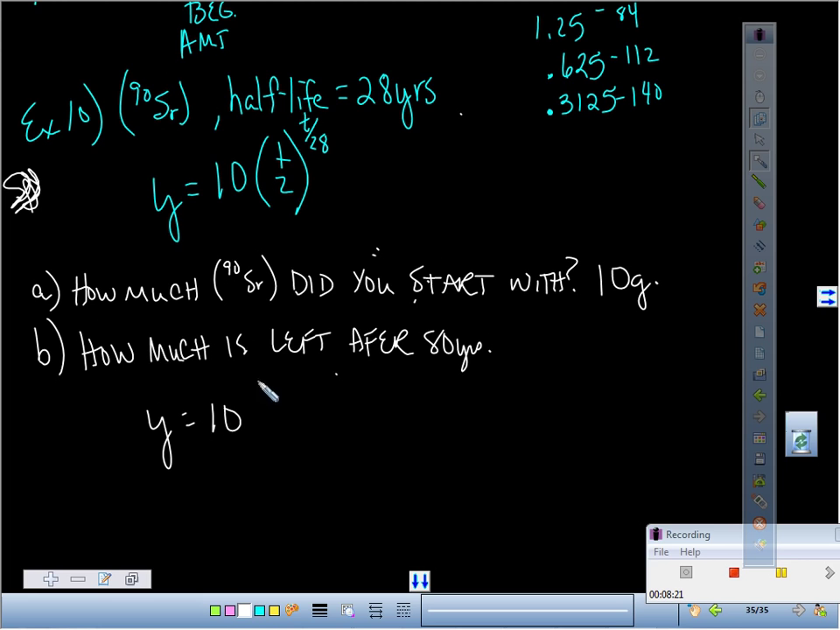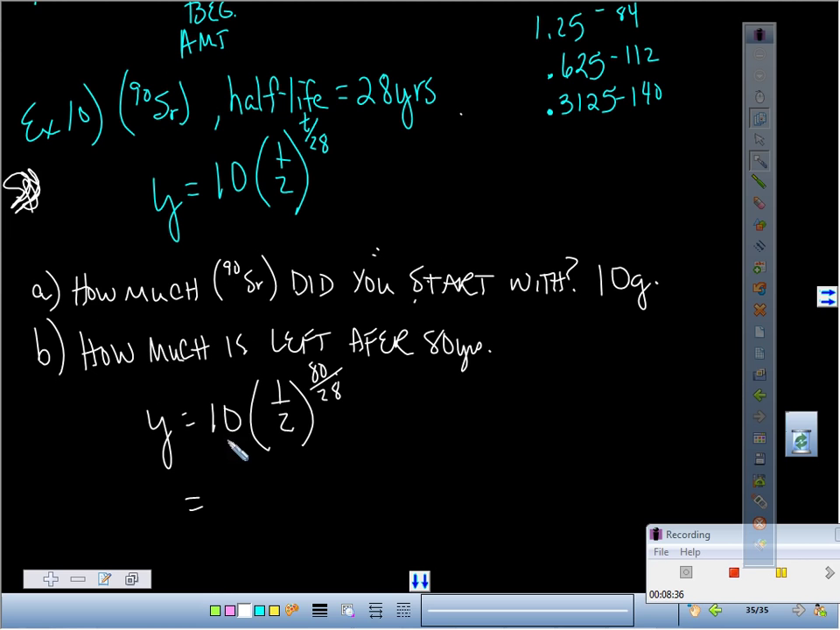All right, so here we go. Y is equal to 10 times 1/2 raised to the, what's T? 80. What's H? 28. They have to be in the same units, guys. Okay? So now you're just going to put it in your calculator. Y'all don't do it a piece at a time. Okay?